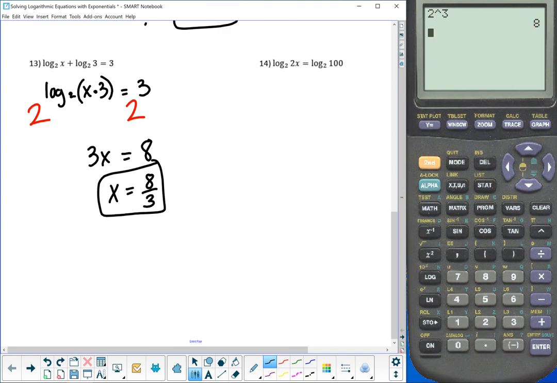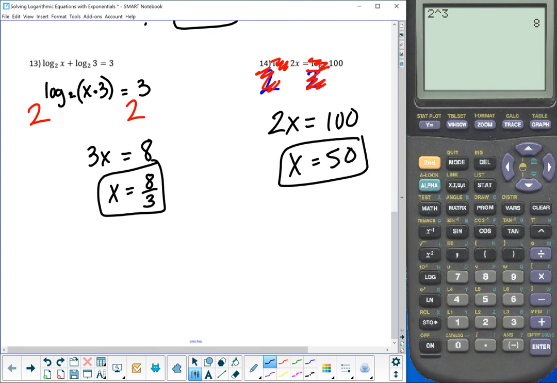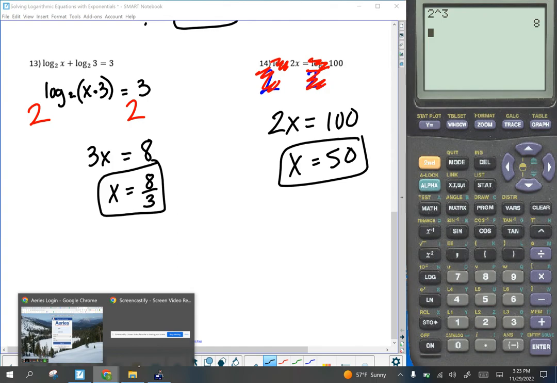Okay, and the last one, it looks like there's base 2s on both sides. You can use some of the earlier properties, but I'm going to just play dumb and go, okay, they're both base 2, and they're both logs on each side, so I can exponentiate base 2 on this side. And these will cancel. It leaves me with 2x. And this also cancels, which is pretty cool. It leaves me with 100. And then divide by 2, x is 50. All right, that is a wrap.